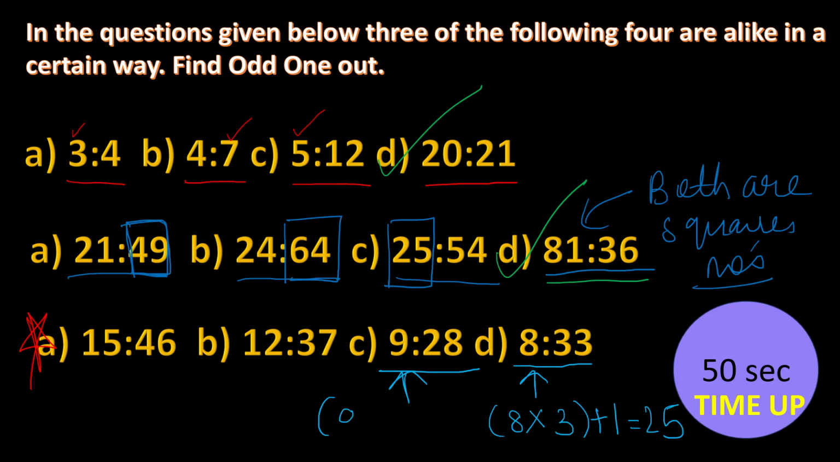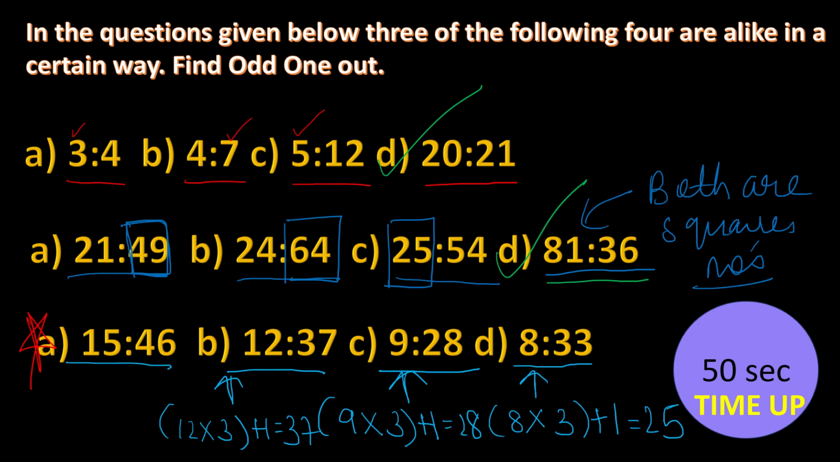Next come 9 into 3 when you do, and then plus 1 when you do, you'll get 28 because 9 3s is 27. We want 28. So plus 1 when you do, you'll get 28 as the answer. Go for 12 is to 37. 12 into 3 when you do, you'll get 36 as the answer. Plus 1 when you do, you'll get 37 as the answer. Correct? Try for 15 is to 46. 15 3s is what? 45. Correct? So 45 plus 1 when you do, you'll get 46 as the answer.